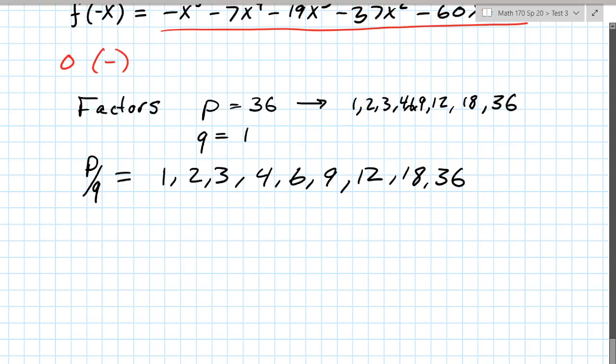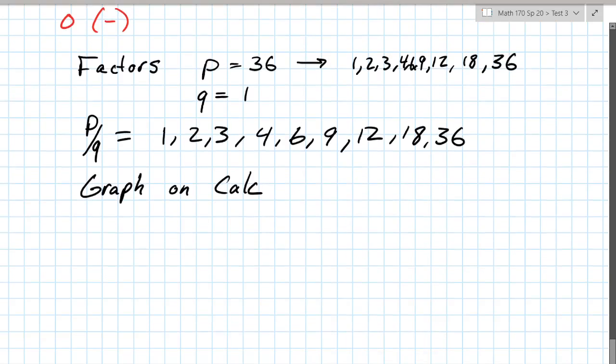Well, at this point, we can start doing synthetic division to try to find out whether or not each of these are zeros. However, I'm going to cheat a little bit, and I'm going to use my calculator to graph in order to shorten our problem a little bit. If we type the graph in on our calculator, we get a sketch that looks like this. And what it looks like is that we're going to have a 0 at 1 and a 0 at 3.